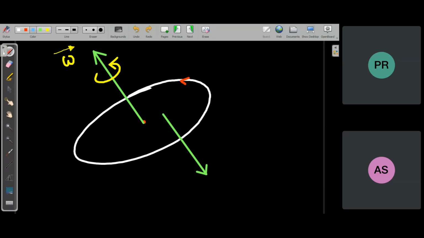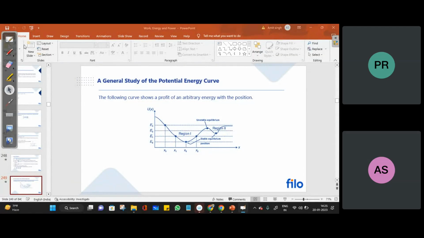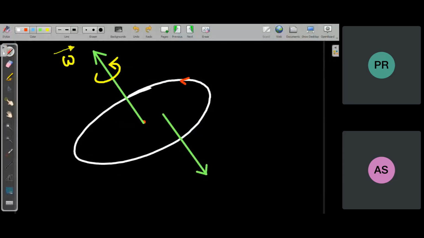Sir, your voice is breaking. Is it clear now? Sir, according to what should we consider, the direction of motion or the right hand thumb rule? Both are the same thing. Now, what is the difference? There is no difference, because if the direction of motion changes, then the thumb direction of the right hand thumb rule will also change accordingly. Both are exactly the same thing.